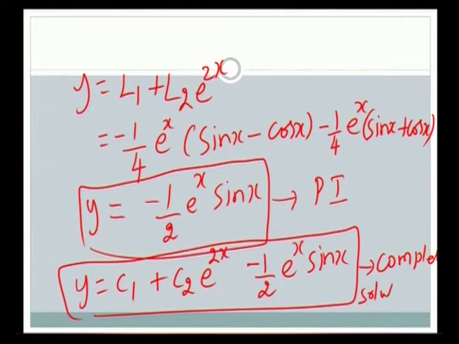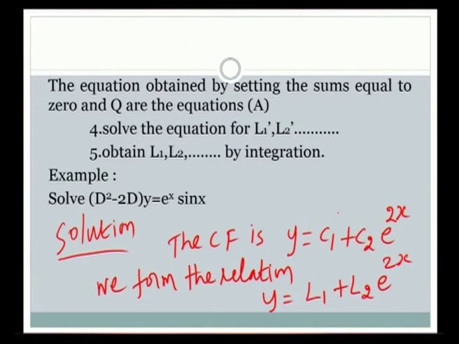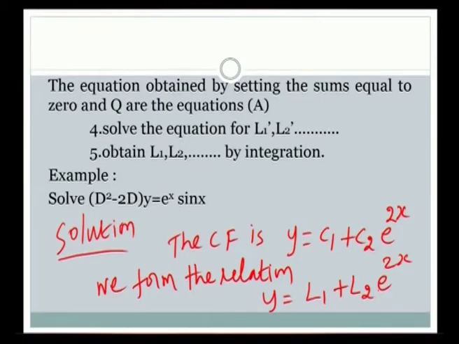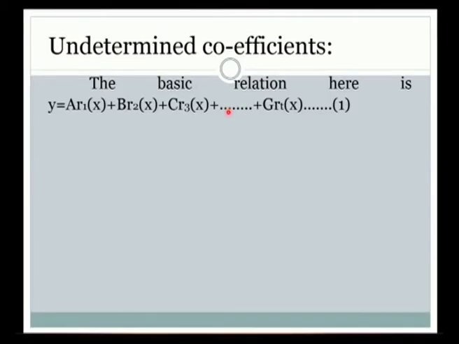Complete solution of the given differential equation (D² − 2D)y = e^x sin x. So, from this problem what we learnt is how to apply the first method, that is method of variation of parameter, to get the particular integral of the solution of the given differential equation. Then the next method to determine the particular integral is undetermined coefficients.